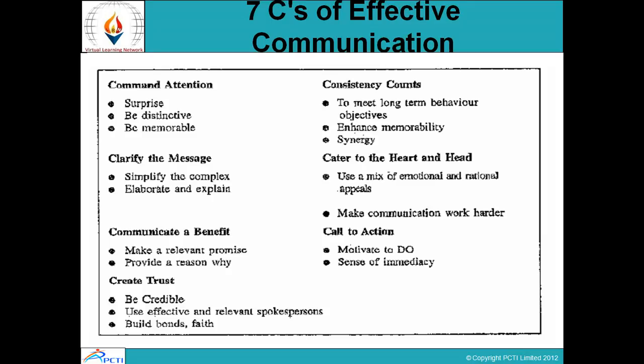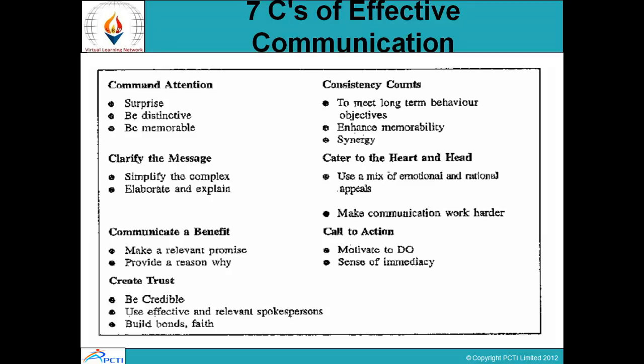Communication can be materialized only if there is some sort of trust. There must be credibility of the things. Use an effective and relevant spokesperson for the same. While communicating, both party A and B should make a proper bond among them, and that bonding can be possible by generating faith on which the two parties can rely. So faith helps in developing the bond, which ultimately creates the trust of the customer in the organization.